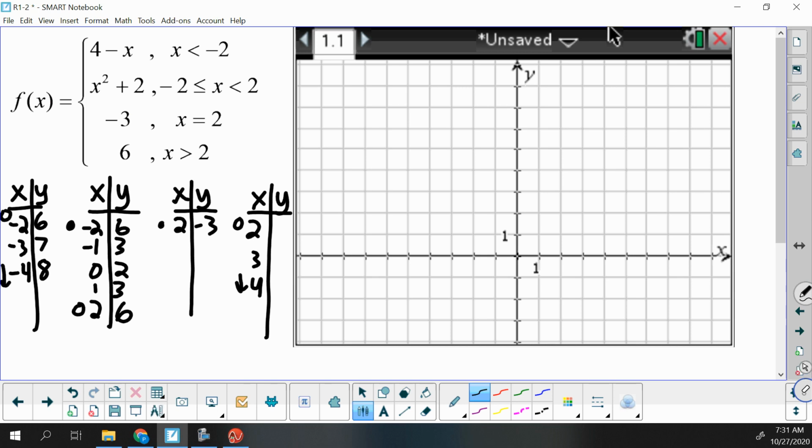The third one we're done because we just had a single point. And notice in the last one, they're saying it's just always 6. So these are just all 6s. So we can plot this now.